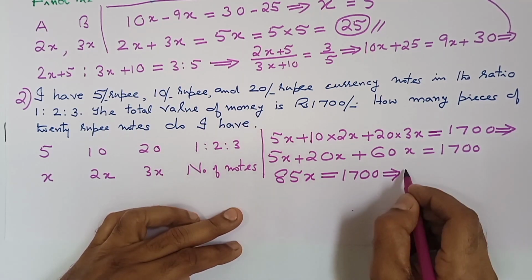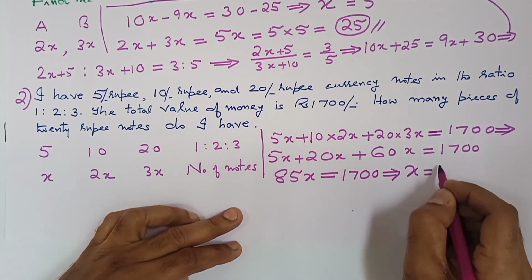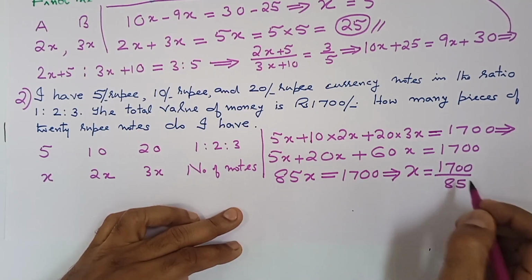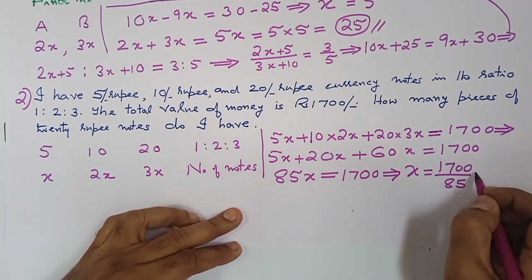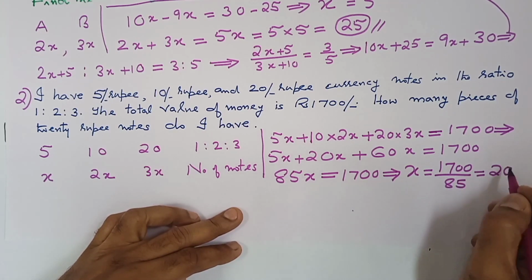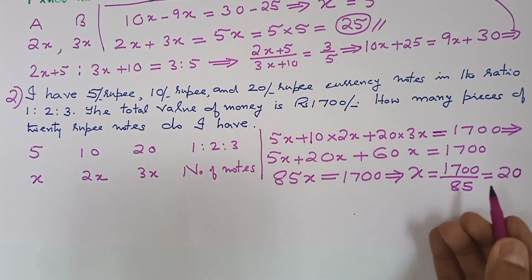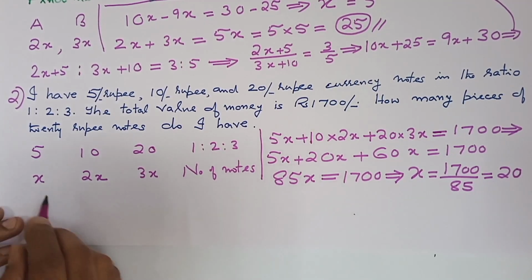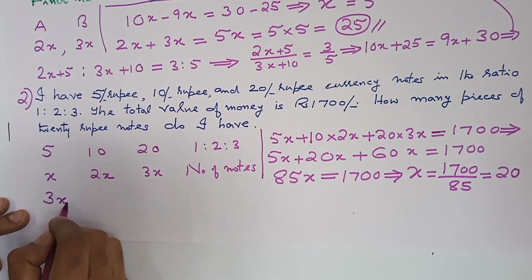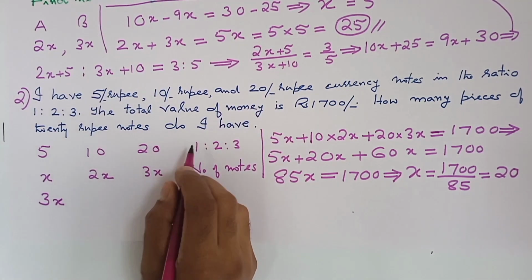Now, keep x here, 85. 85 goes twice here, so 20. So we got the value of x as 20. What is to be found out? 3x, which is the number of 20 rupee currency notes.